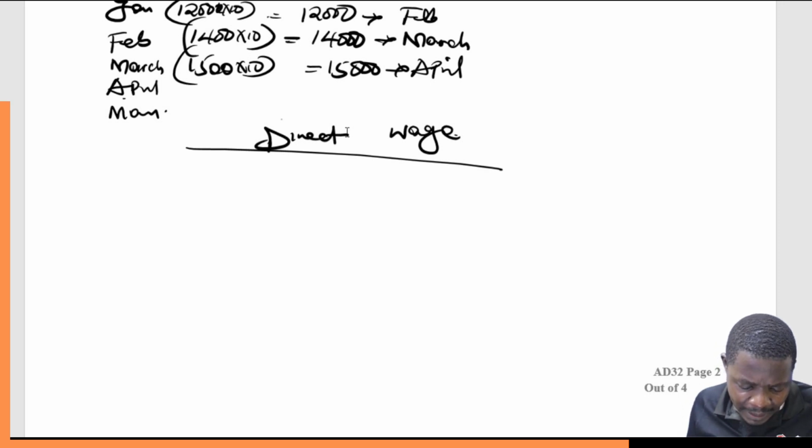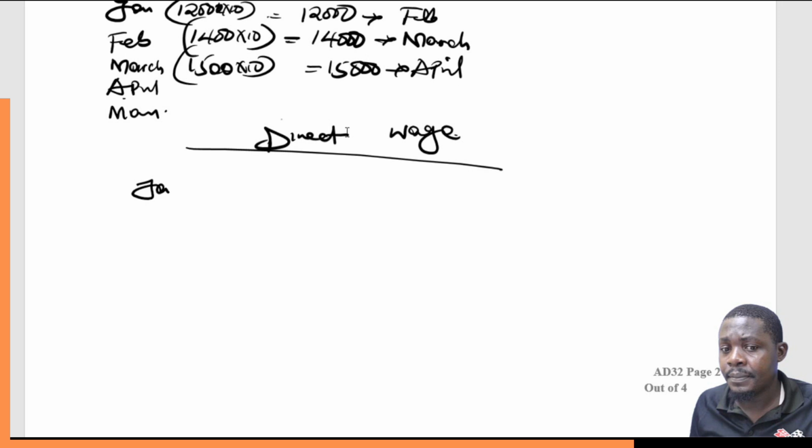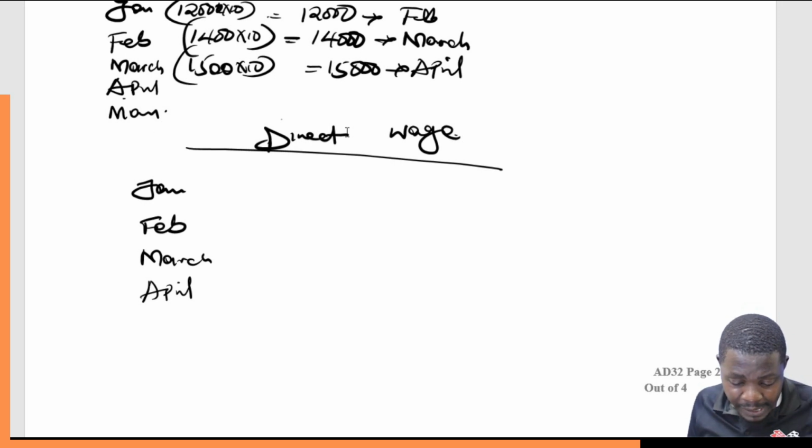60%, but time lag of payment of wages: 60% in the month of sale, and the balance later. Meaning we have January, Feb, March, and then April. Now we have a delay of 50% of the monthly sales. Therefore, we take 6,000 shillings multiplied by the units of production for January.